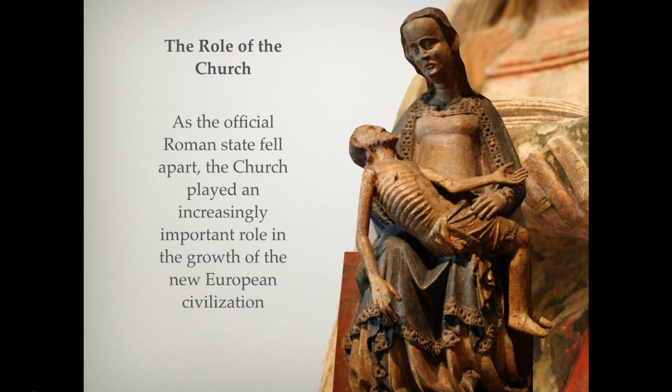Now, the Catholic Church ends up playing a tremendous part in the development of medieval cultural ideas and political structures. Really, as the official Roman state fell apart, the Church played an increasingly important role in the growth of the new European civilization. In many senses, it was the one stable factor that everyone could rely upon. Without the Roman political structure, things were chaotic. Kingdoms and powers would rise and fall, but we end up seeing a stability emerge within the Catholic faith that people could rely upon.